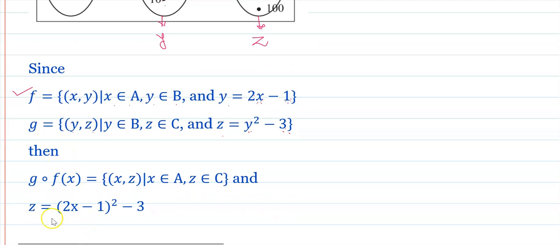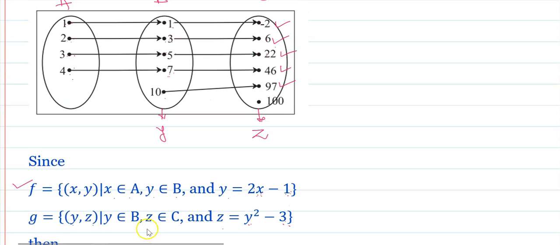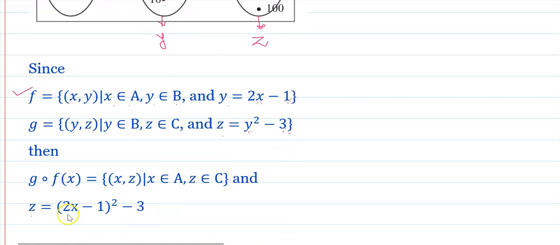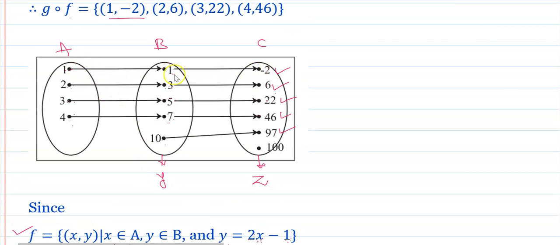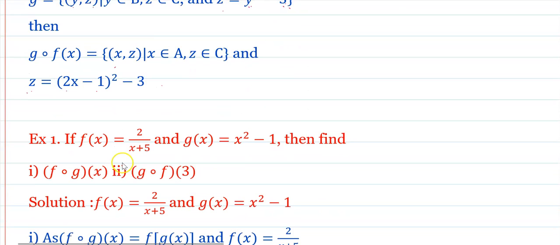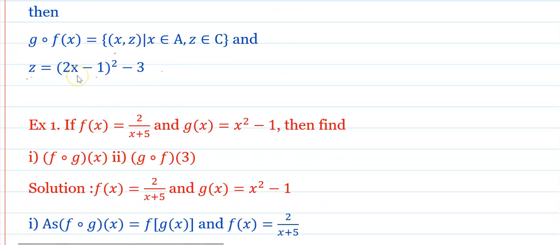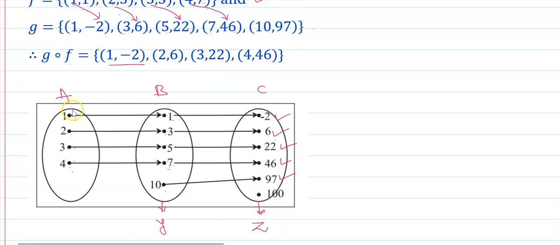Then, in what manner is z defined? See this here. z is defined as z is equal to (2x minus 1) whole square minus 3. That is how z is defined. We can verify this. Suppose we take x is equal to 1. 2 into 1 is 2. 2 minus 1, then you will get 1. 1 square means 1. 1 minus 3 means you will get -2. And hence, the image of 1 is -2.